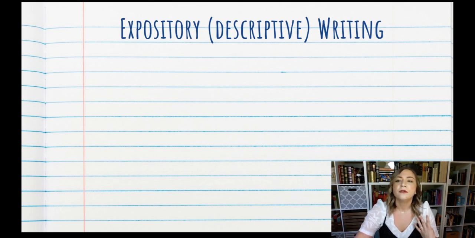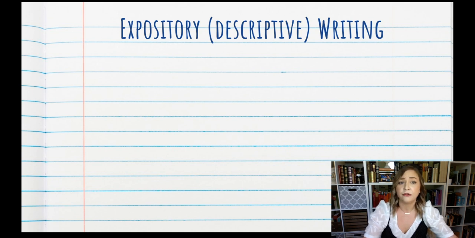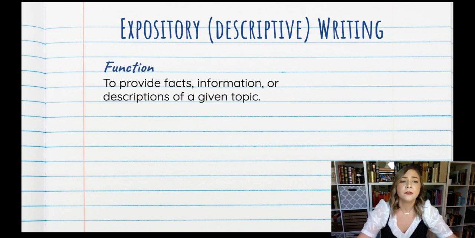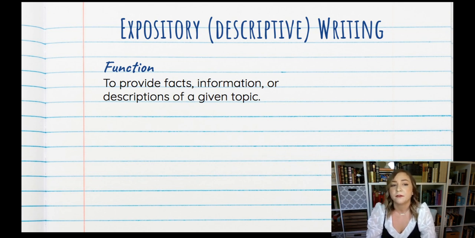Okay, so expository writing tends to be the first kind of writing you learn to do. It's a foundational skill that's necessary to build on and then do the other types of writing that we're going to cover today. All right, so first we're going to look at what it is. Its major function or purpose, guys, is just to provide facts or information. So you're either describing or informing an audience about a specific topic.